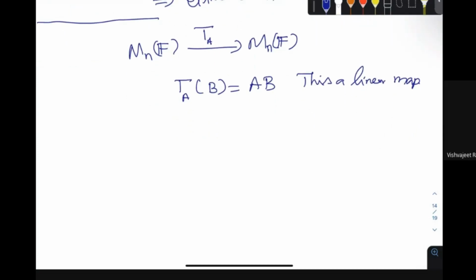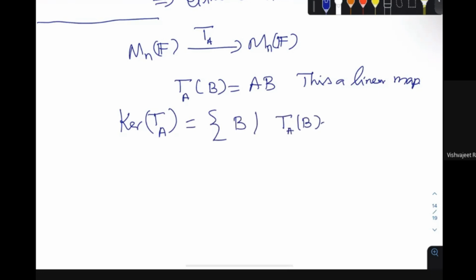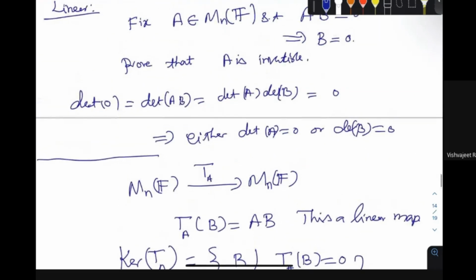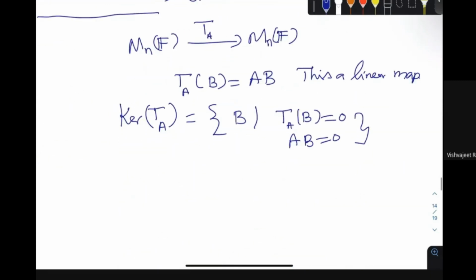Once this is a linear map, okay, what is a kernel? Look at the kernel. Kernel of T_A. What is a kernel? I'm collecting all those B such that T_A of B equal to 0. That is AB equal to 0. But what is the condition? AB equal to 0 only if B equal to 0, right? The only possibility is B equal to 0. So I will get 0. That implies one-one map, correct? Up to this is clear?